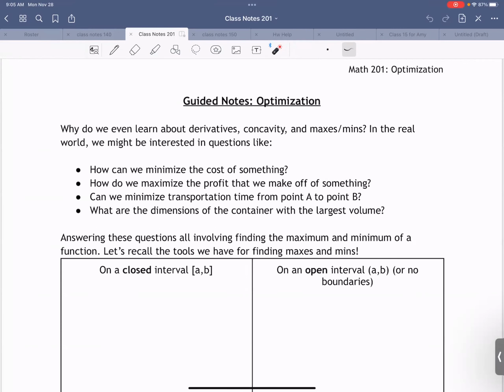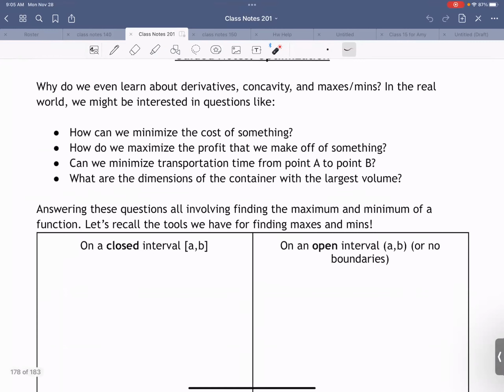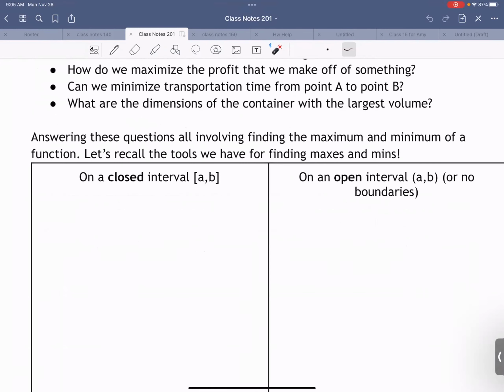Okay. Now, before we even talk about how to solve these, let's try to go through how we're going to find the min or max of any function on either a closed interval or an open interval or somewhere where we don't have any boundaries. Okay, so let's do a little bit of review here. Let's say we have a function f, and we want to find the absolute minimum and absolute maximum on a closed interval. Does anyone remember the method that we use for that, Michael?